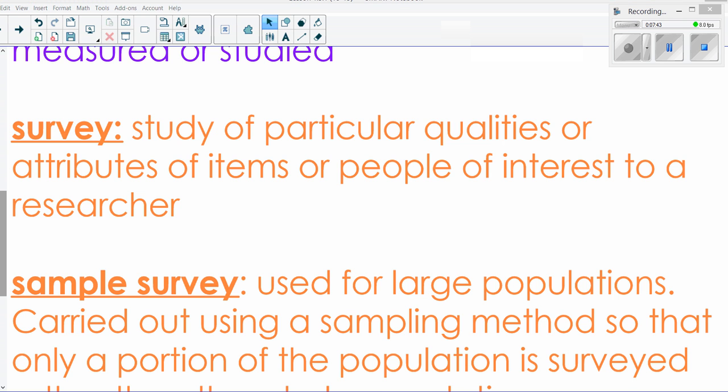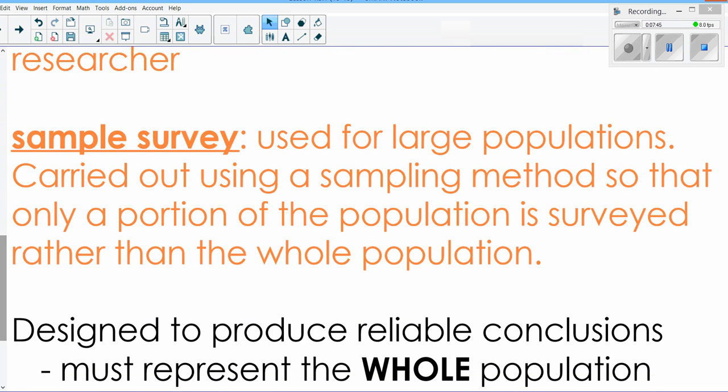Okay? Sample survey is pretty much what we're going to talk about. A sample survey is the same idea, but it's used for large populations, and it's carried out using a sampling method so that only a portion of the population is surveyed rather than the whole population. So meaning, if we want to give a survey out to Downey or South, there's almost 2,800 students here. We don't necessarily need to give it to all 2,800 students. We could maybe give it to a sample of 100 students.